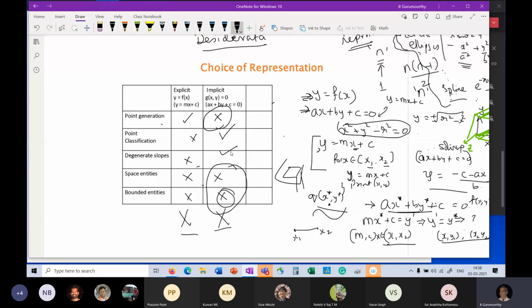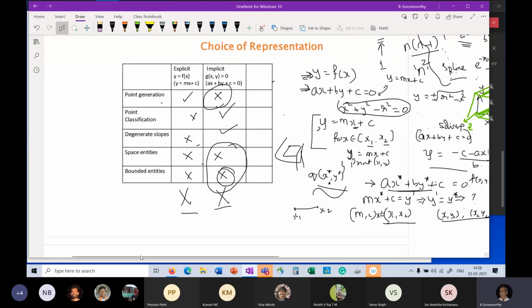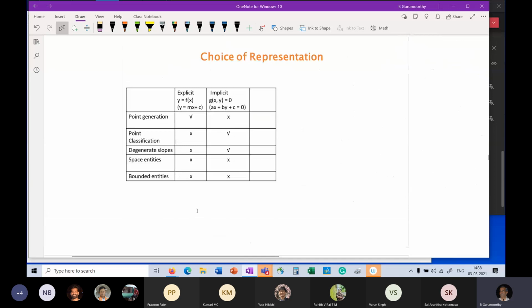So the question now to you is, what do we have? Do we have anything left? Let me put the scorecard in the next slide. That's essentially what we came up with. Since both are not satisfactory, do we have anything left with us? Any other possibility of a representation scheme? Any thoughts? Polar representation. What is a polar representation?